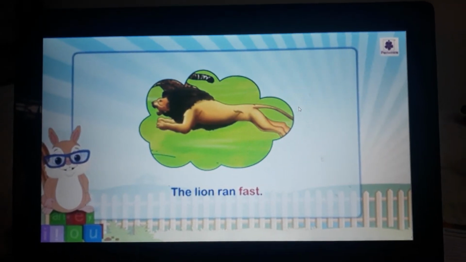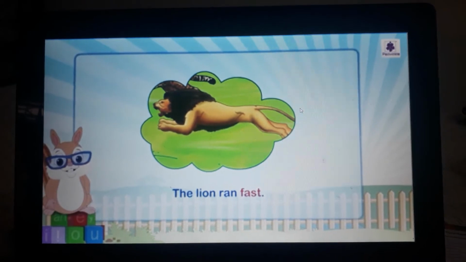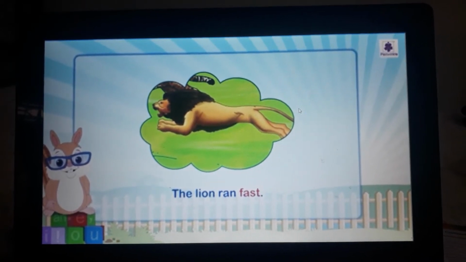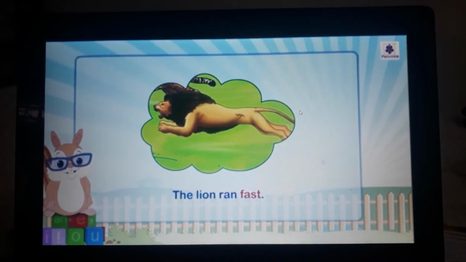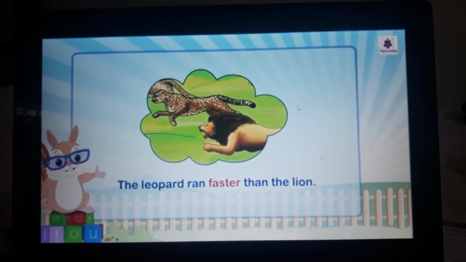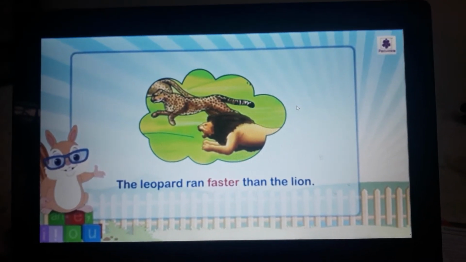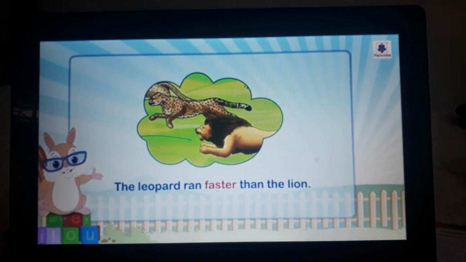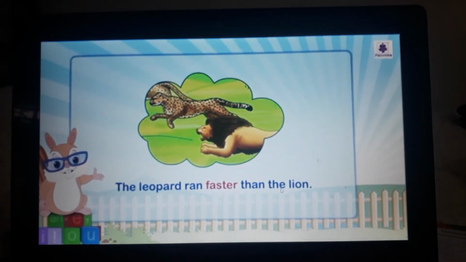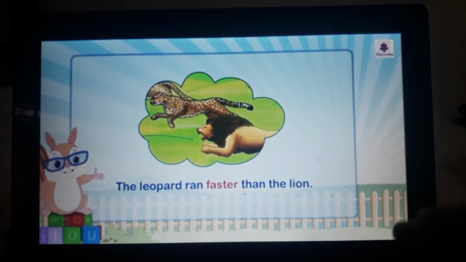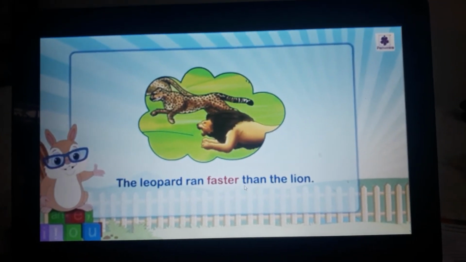Like the lion ran fast. एक लाइन है. सही है. The lion ran fast. How the lion ran? The lion ran fast. Then we are comparing lion with a leopard, okay. The leopard ran faster than the lion. Leopard जो है वो lion से भी तेज़ भागता है.